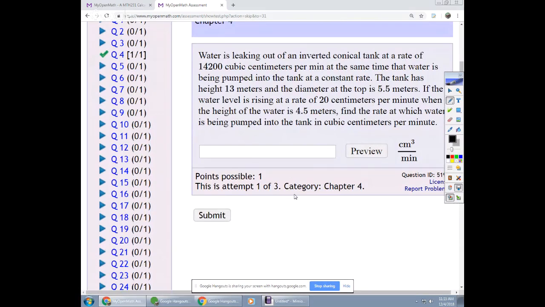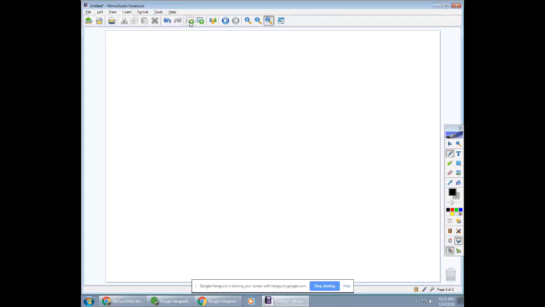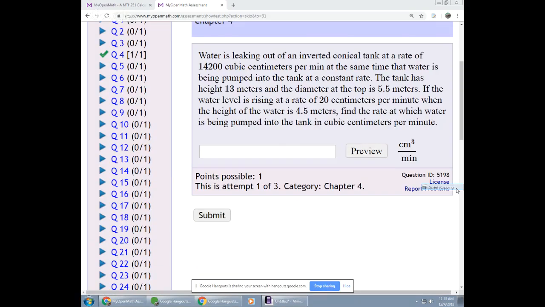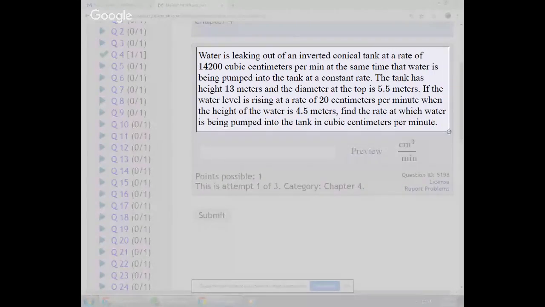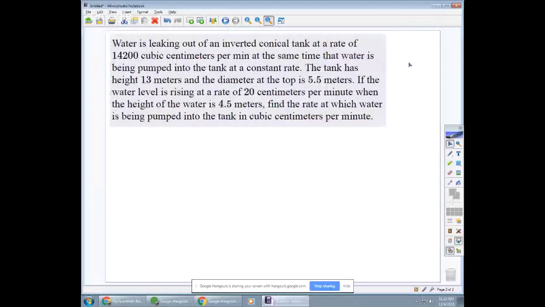All right, so here we have the water leaking out of the conical tank problem. This is a tough one. Okay, what does it mean by inverted? It means just pointing down. Oh. Okay. I thought when it said inverted, it meant turned inside out, and I was like, how does that work? It's like, this is an inverted cone right there.